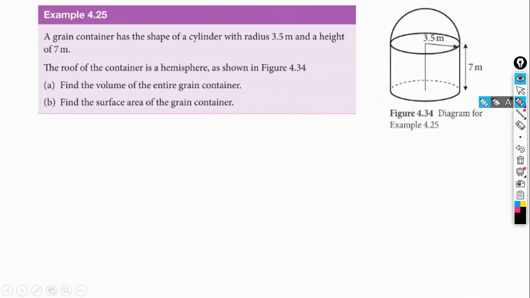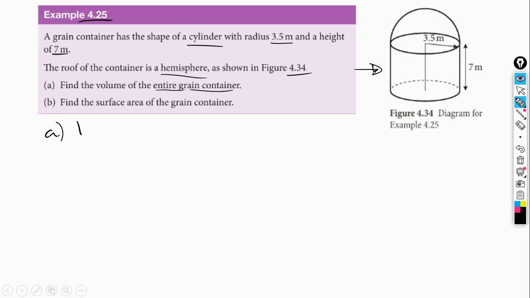So next we have example 4.25, and it says a grain container has the shape of a cylinder with radius 3.5 meters and a height of 7 meters. The roof of the container is a hemisphere, as shown in figure 4.34. So we can see that here. Part A, find the volume of the entire grain container.